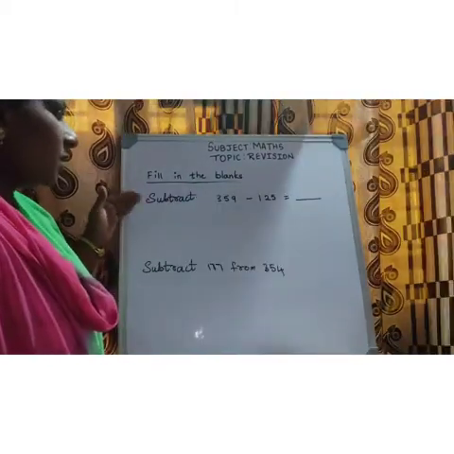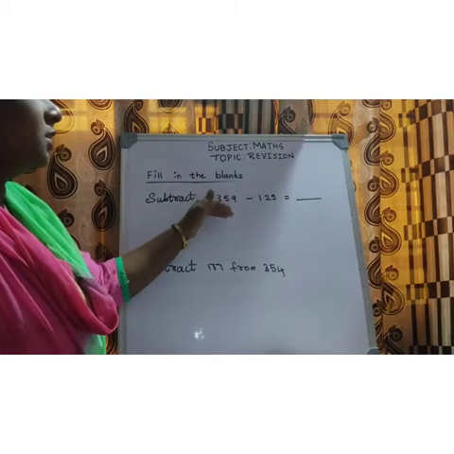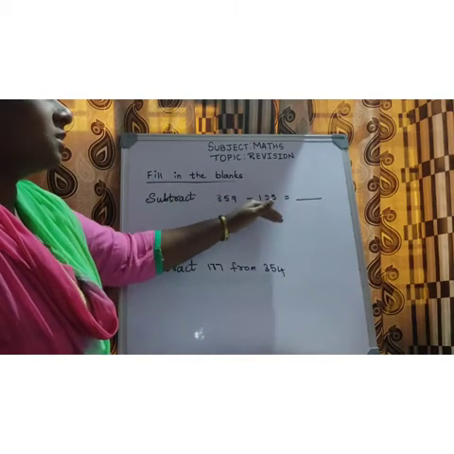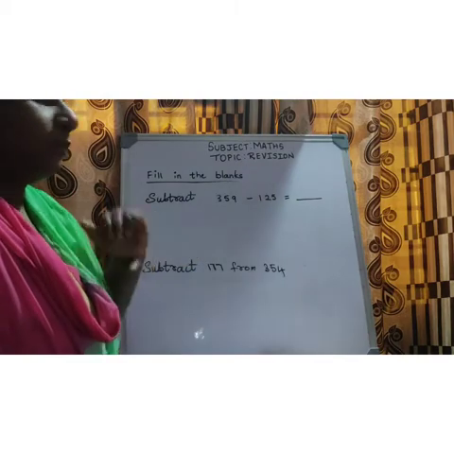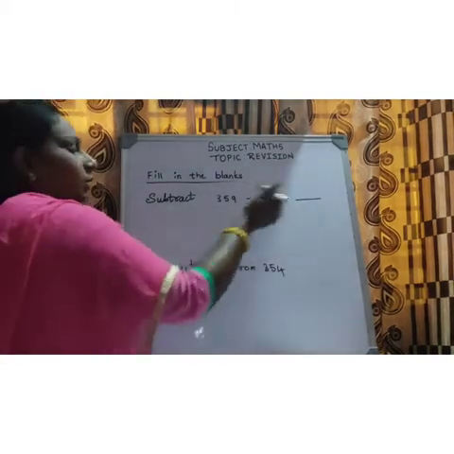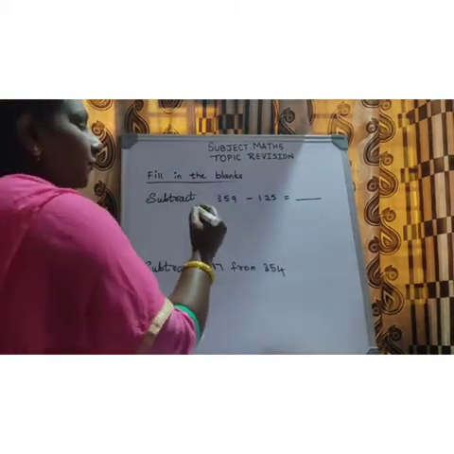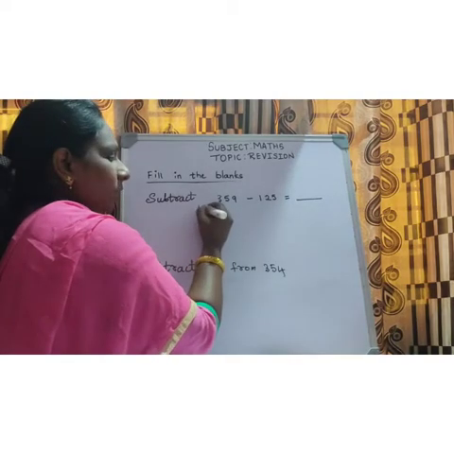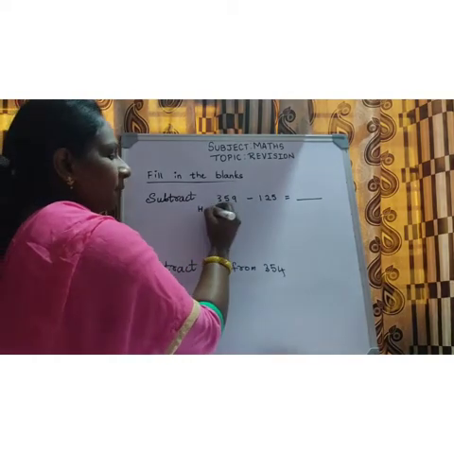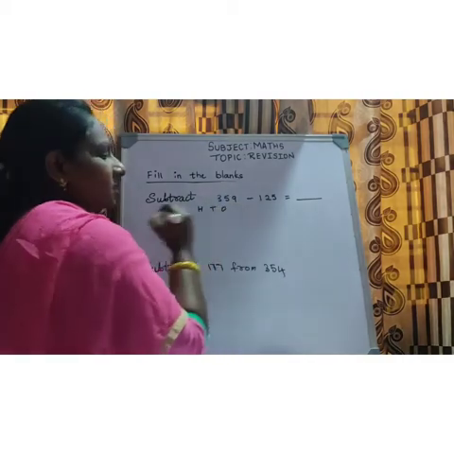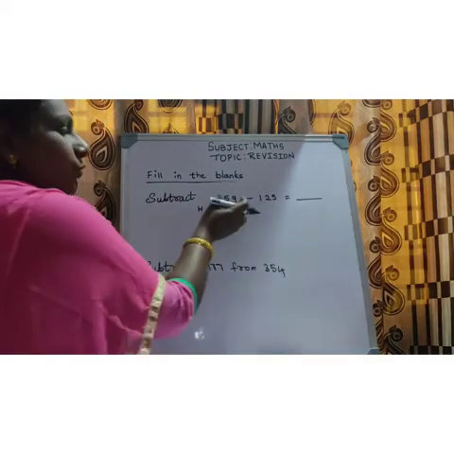So the next one is subtract 359 minus 125. So what is the first step? Is equal to dash. What is the first step, children? First we have to write the place value, because here we have three numbers. I am going to write hundreds, tens and ones. Okay. So what is the first number?